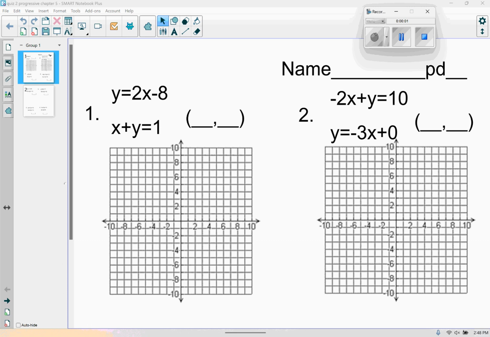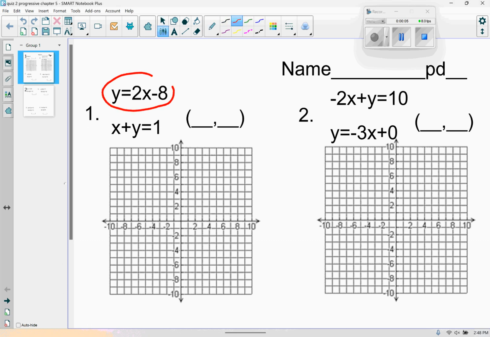Okay, so problem number 1, I'm going to circle this one in red. This one is set up to find me the y-intercept, which would be (0, -8), which is down here. And it has a slope of 2/1. So from this point, I'm going to go up 2, right 1, up 2, right 1, up 2, right 1. Keep going until you have enough to establish a nice straight line as best you can.